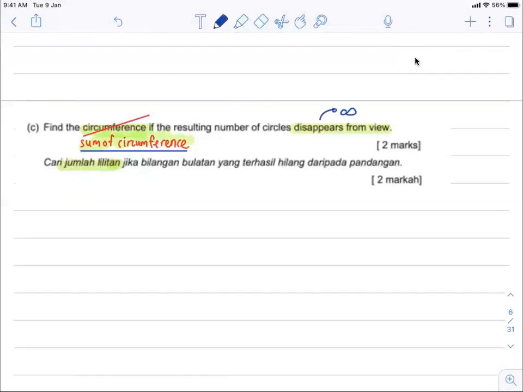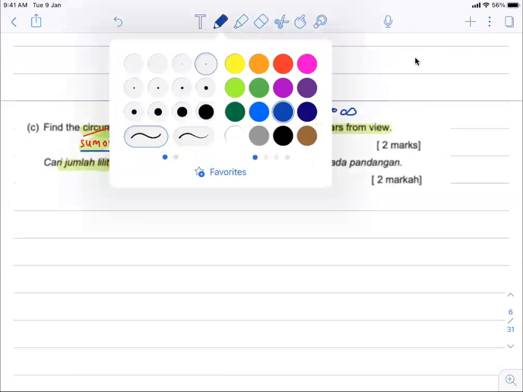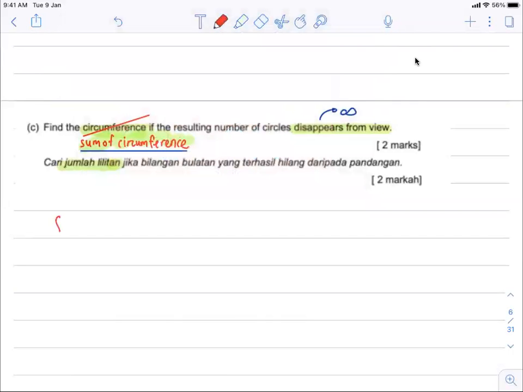infinity. So when we see something that looks like infinity, it reminds us of a formula in geometric progression, which is sum to infinity is equal to a over 1 minus r. So we know that a is equal to 100 pi, r is equal to 1 over 2. So sum to infinity is equal to 100 pi over 1 minus 1 over 2. So the answer is 200 pi.